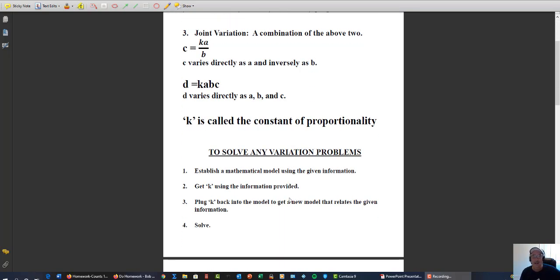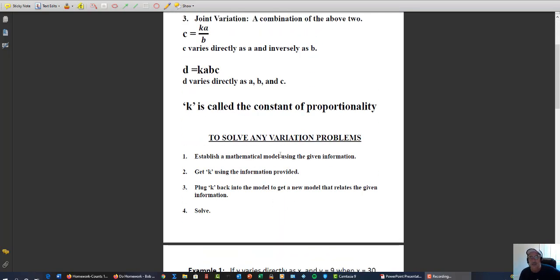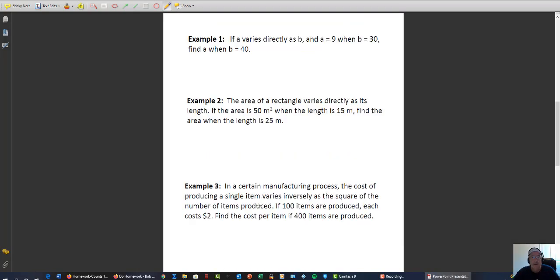All right, so as we continue here, it says to solve any variation problems, there's 4 steps. And the first one is huge, like I said before, establish a mathematical model using the given information. Okay, get K with that information provided. So they're going to give you enough information to tie the variables together. Plug K back in to get a new model on how they're all related from that point, and solve. All right, so let's go ahead and look at some examples here.